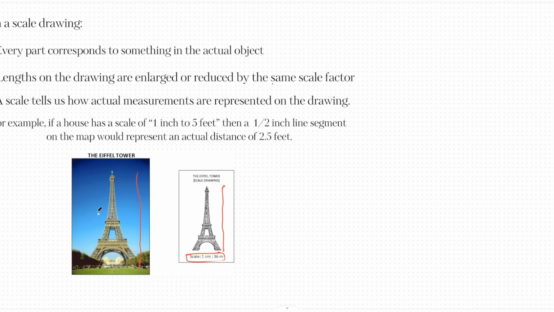One more thing. For things like a house plan or a floor plan, let's say a house has a scale factor of 1 inch to 5 feet. You can play with this ratio a little bit. For example, if I cut 1 inch in half, I get 1/2 an inch. And if I cut 5 feet in half, I get 2.5 feet. So you can come up with different equal ratios based on the scale factor.